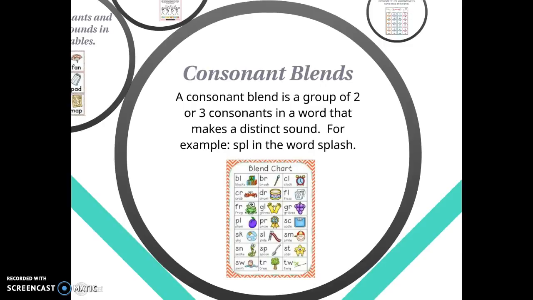Then consonant blends. A consonant blend is a group of 2 or 3 consonants in a word that make a distinct sound. For example, the spl in the word splash. You can hear all of the individual sounds, but they're put together to form one sound. Like in the word blocks, the BL, you can hear both letters, but it makes the distinct sound for that blend.